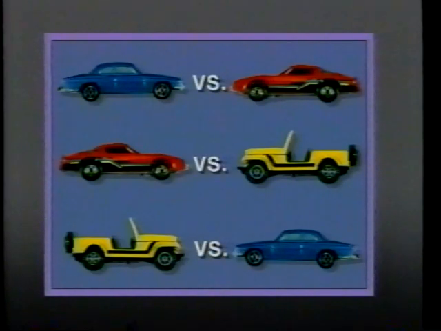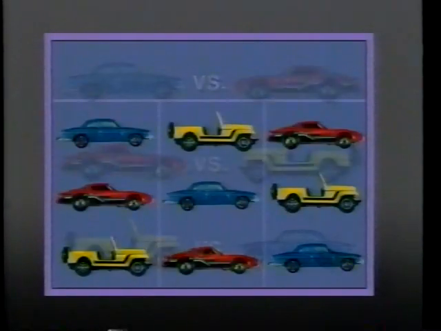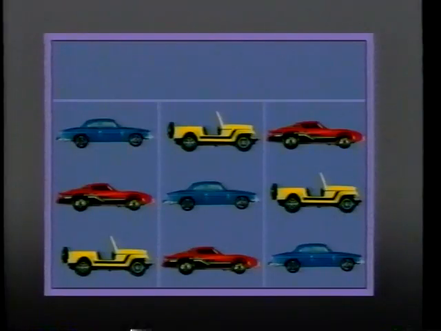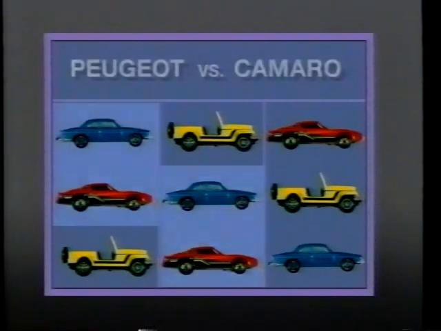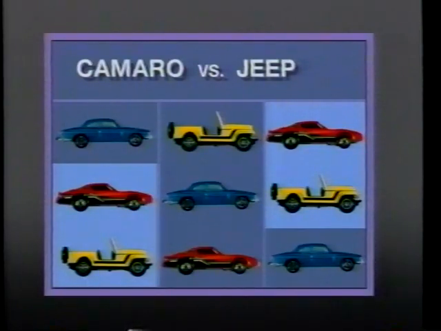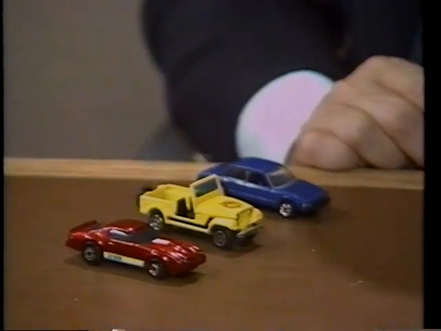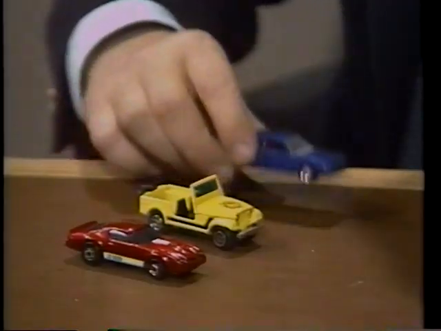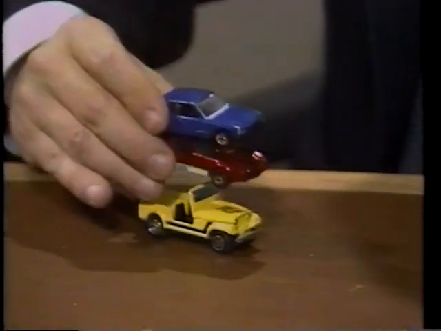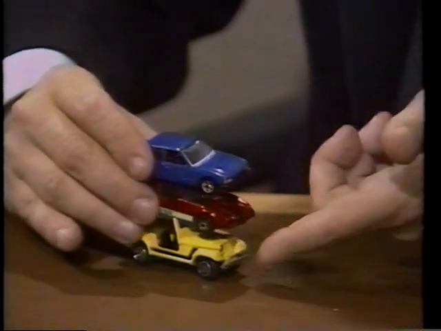But using the Condorcet method, they would pair every alternative against every other. In this case, that means 3 contests. Here are the family's preference schedules. The matchups turn out this way. Peugeot beats Camaro 2 votes to 1, and Camaro beats Jeep 2 votes to 1. Intuition suggests that if Peugeot can beat Camaro, and if Camaro can beat Jeep, then Peugeot should beat Jeep, right?